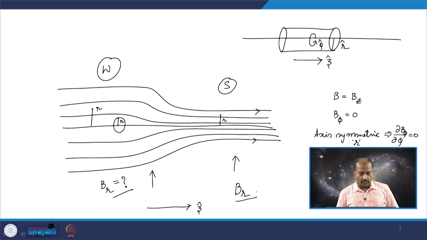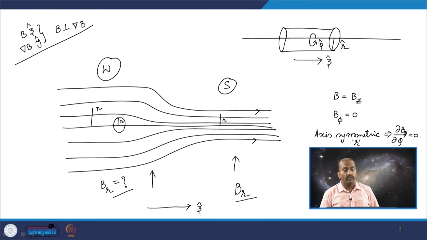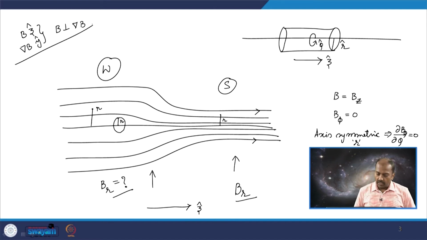If you observe carefully, the idea is simple. In earlier cases, just to remind, the magnetic field pointed in the z cap direction and the gradient of the magnetic field pointed in the y cap direction. Which means that the magnetic field is perpendicular to the gradient, while we were discussing the gradient and the curvature drifts, right. But here in this case, the magnetic field is pointed in the z cap direction and the gradient of the magnetic field.